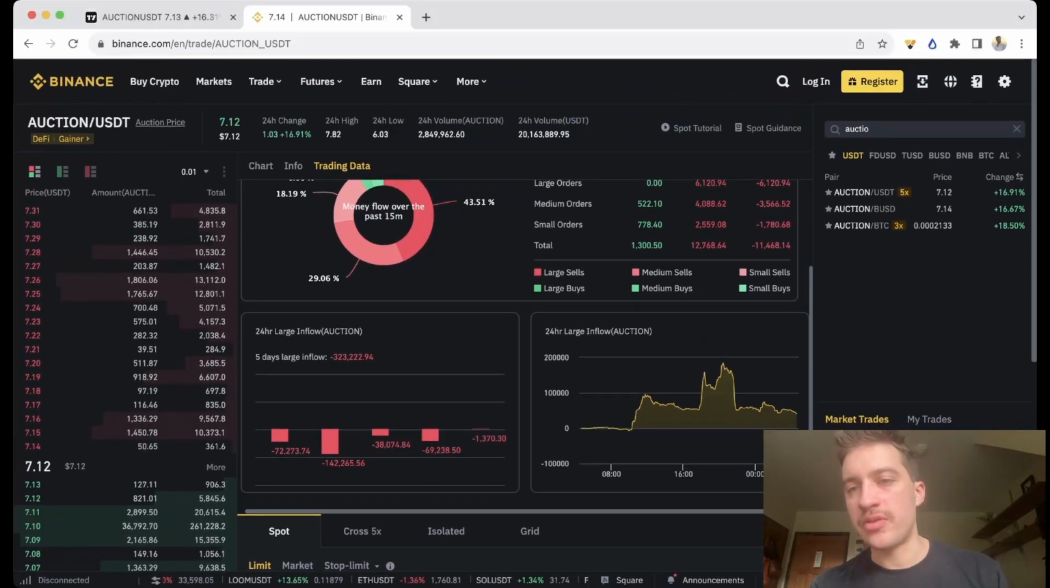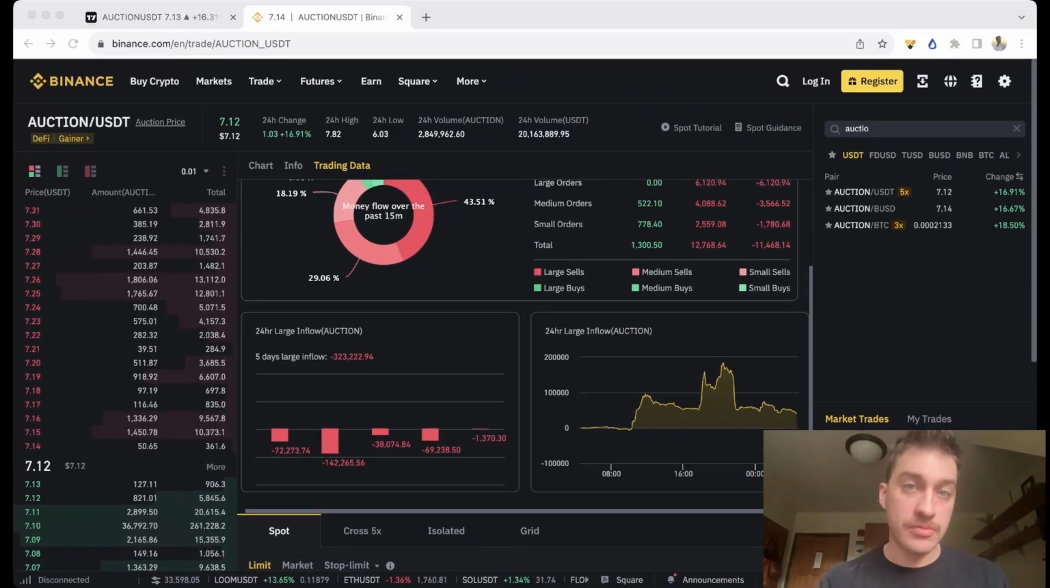So that's going to do it for today's video. I hope that this was helpful. To me, I am legitimately going to be using this every single day on any coin that I trade. So do keep that in mind.